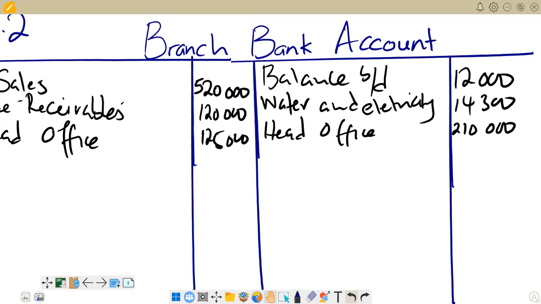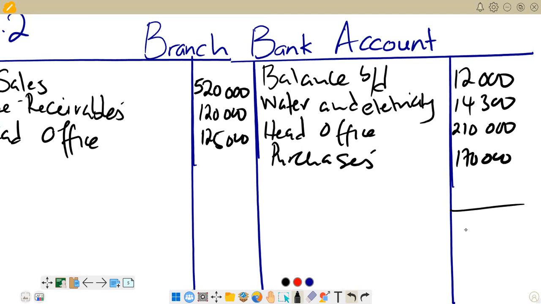So here we are saying purchases. So it's affecting the branch bank and the purchase account. Purchases 170,000. But the one that's supposed to be debited now is the purchase account, but you do not have it on the required part. So this is what we have. Then we can put our double lines.